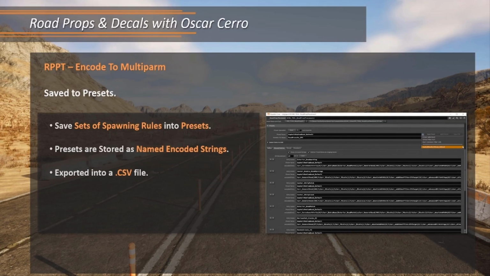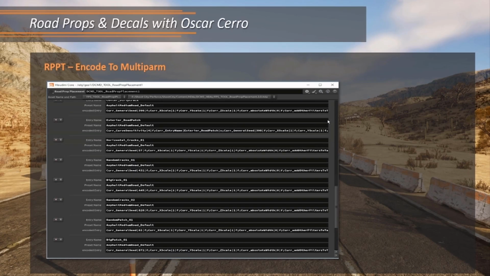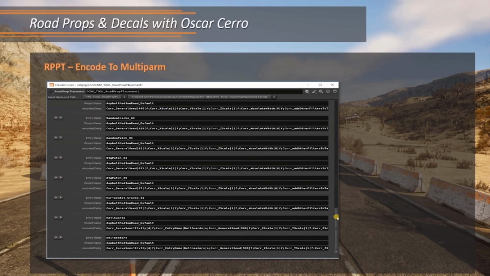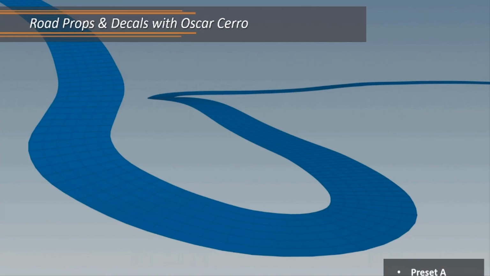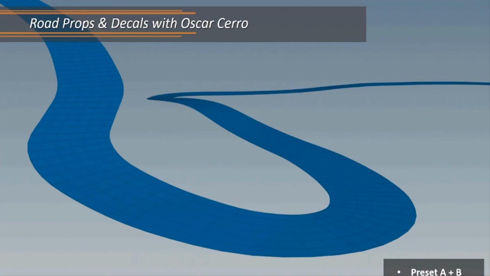Now, you can always save any amount of saved entries into a preset. A preset basically saves all encoded strings under a name and exports it as a CSV file. Here you can see how a preset is applied into an empty saved entries multiparm, and how it populates the multiparm with the encoded strings, the name of the entry, and the preset it was loaded from. And here is what happens in the Houdini scene. The tool is reading all the spawning rules from the encoded strings only.